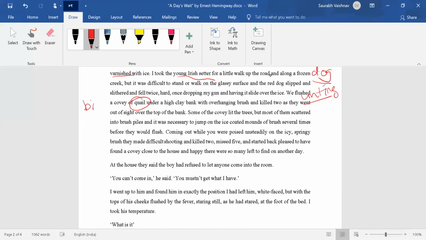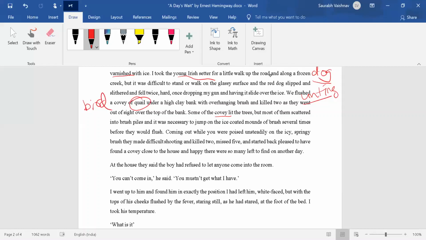Under a high clay bank with overhanging brush and killed two as they went out of sight over the top of the bank. So the father with his gun killed two of the quails, small birds. Some of the covey lit in the trees, but most of them scattered into brush piles, and it was necessary to jump on the ice-coated mounds of brush several times before they could flush. So this group of birds, the covey, they are going everywhere. And the father, and also the dog, is helping the father to hunt the birds.